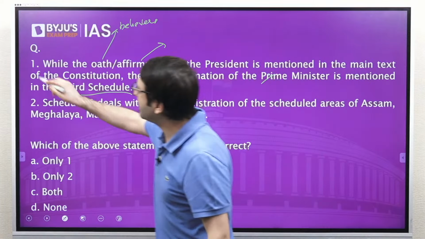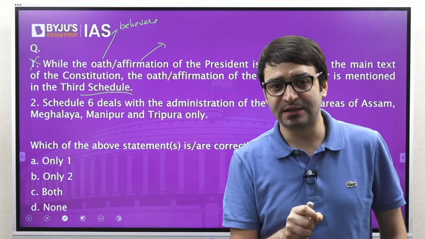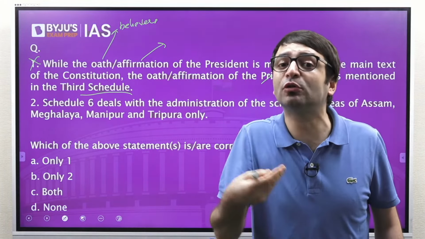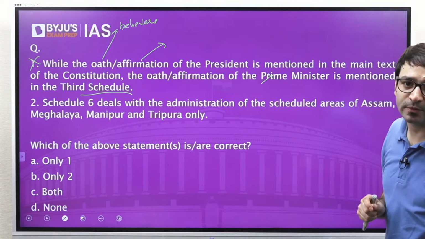So this statement is wrong. There is an oath or affirmation mentioned for the President in the main text of the Constitution, but there is no explicit oath of the Prime Minister mentioned in the Constitution or mentioned in the third schedule.